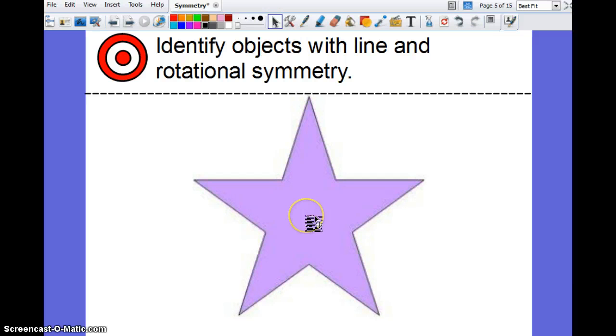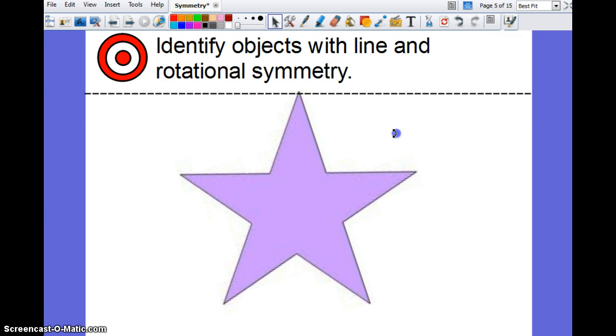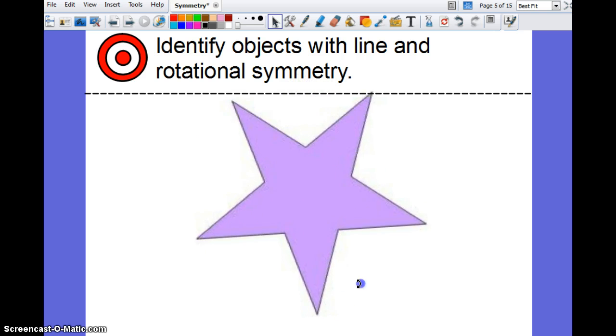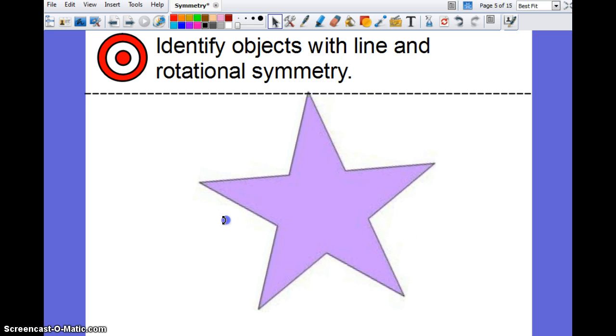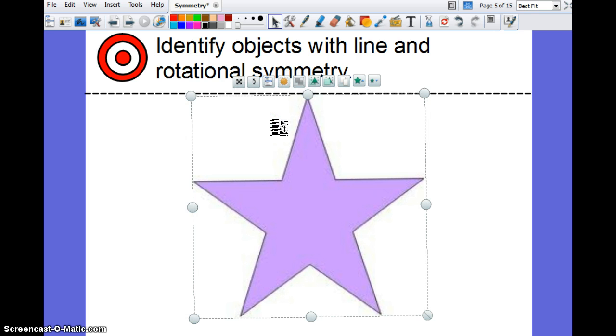Indeed, he does, because look at him. I can take him and I can rotate him. And looky there, it looks exactly the same as what it started with. I can rotate it again, and it looks exactly like what it started with. I can keep doing that. Notice how many times I go around before I come back to the way it was oriented at first.